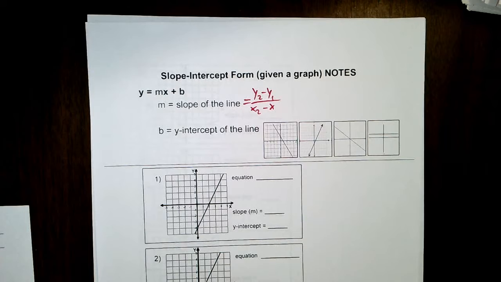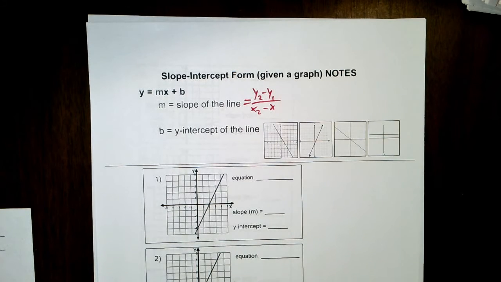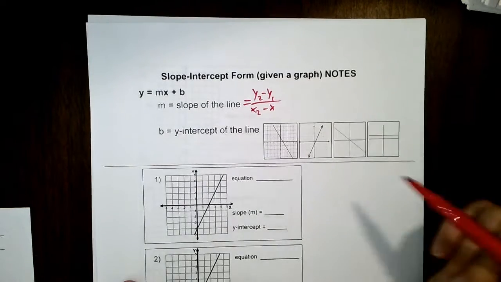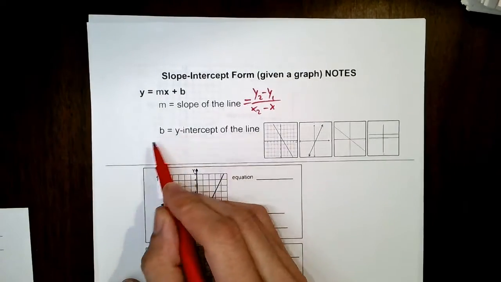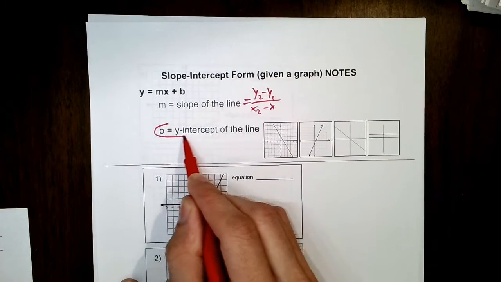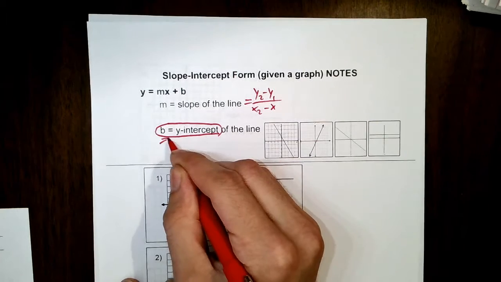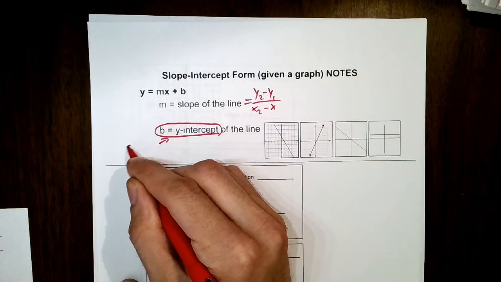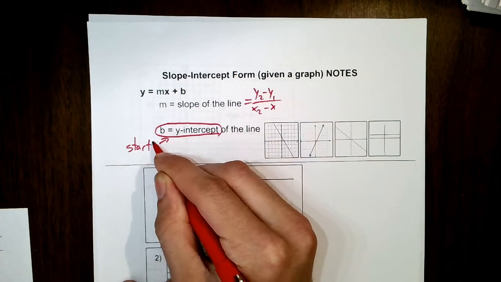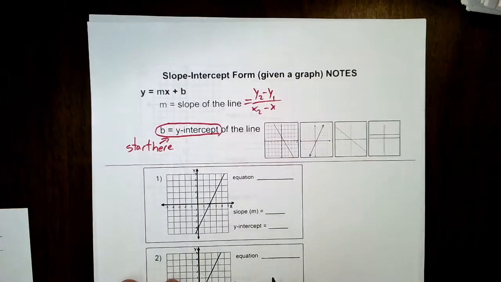Okay, because when we're given the graph, instead of given the points, we're just kind of counting rise over run. The B, the y-intercept. This is very important, and this is still going to be where we start. Start here. Let's write that. Start here.